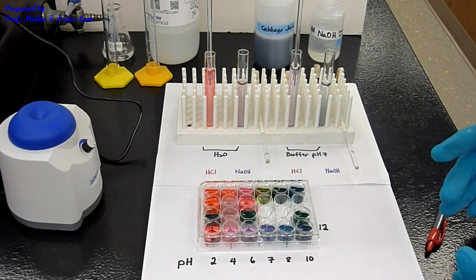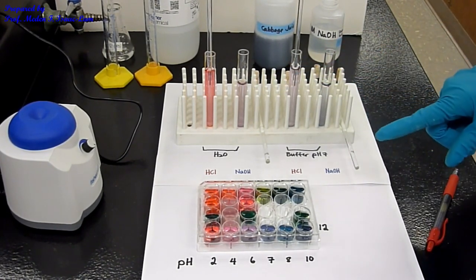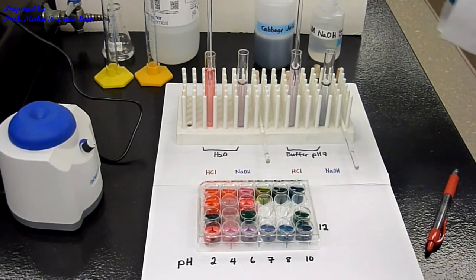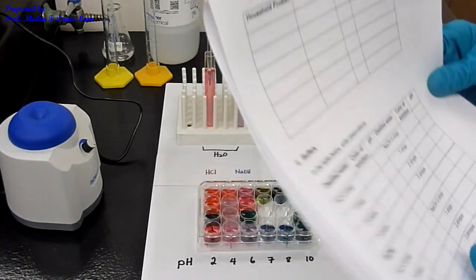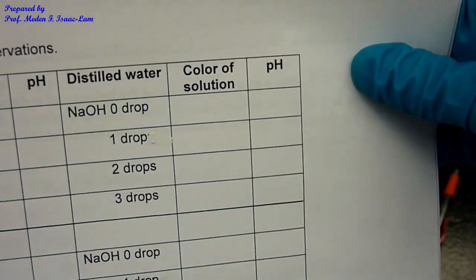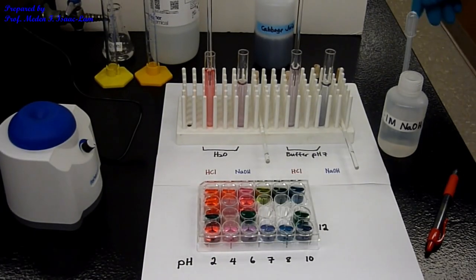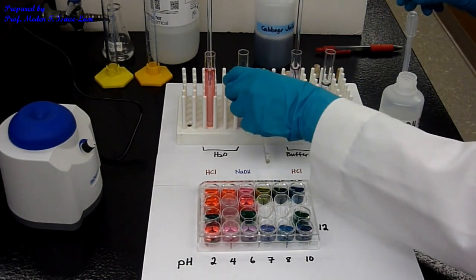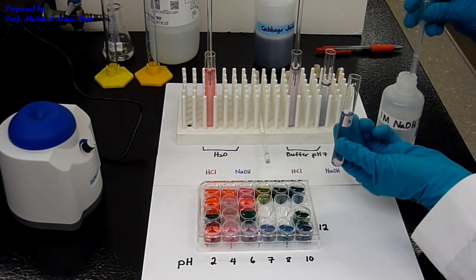We're now going to add sodium hydroxide. So the first tube, again, that's initial, no sodium hydroxide. It's just the cabbage juice and the water, cabbage juice and the buffer. So now I'm going to add sodium hydroxide. We're doing the second part to the right. And again, we're now going to do this one. So now sodium hydroxide, 1 drop.